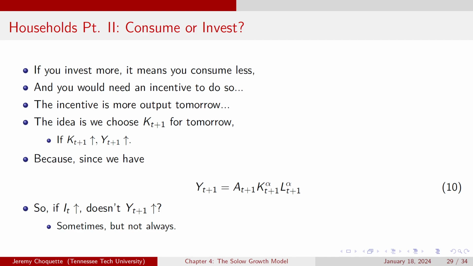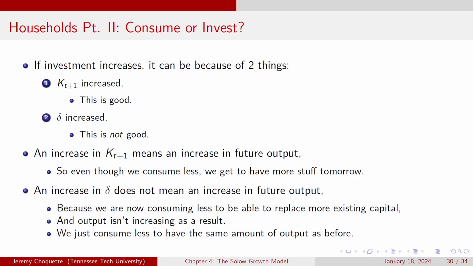If capital goes up, output goes up because of that production function that we looked at. So if investment goes up, doesn't output go up? Well, sometimes, but not always, because investment has a couple of moving parts here. If investment increases, it can be because of two things. One, K_{t+1} increased, which is good, right? You're increasing the capital stock. But if depreciation increases, that's not good. An increase in K_{t+1} means an increase in future output. There's more existing capital stock that can be used to produce. The more capital you have to produce, the more stuff you can have tomorrow.